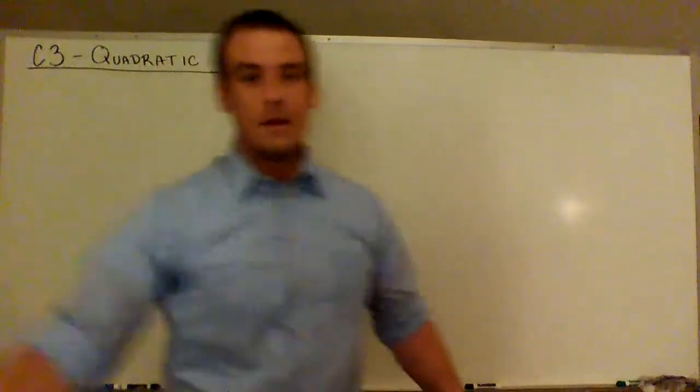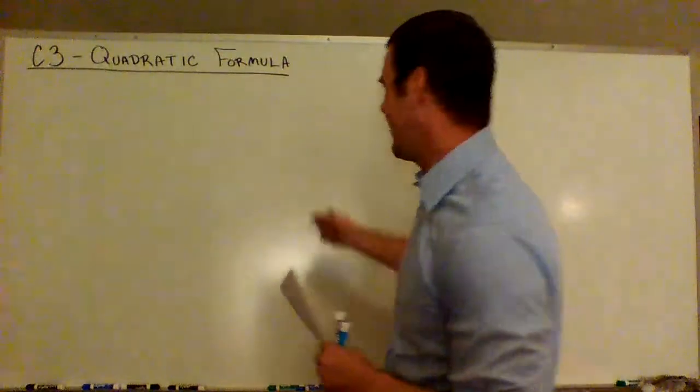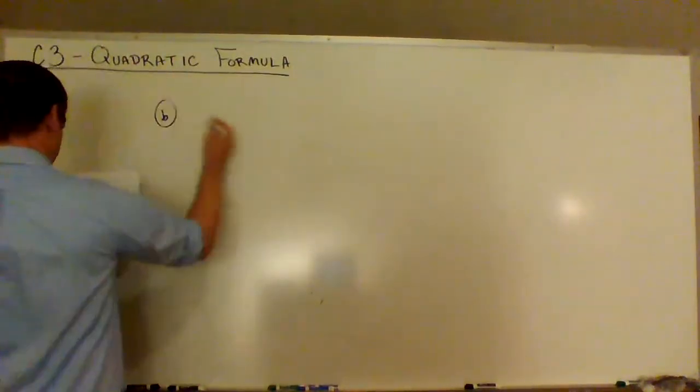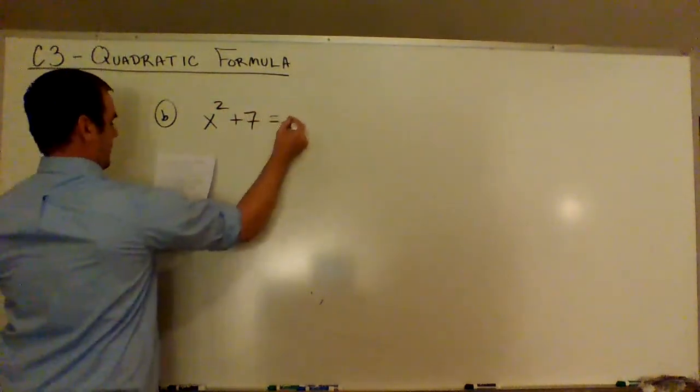Alright. Here we go. Problem B. Oh, I'm going to make this one a little bit more challenging. Be good for you. X squared plus 7 equals 6x.